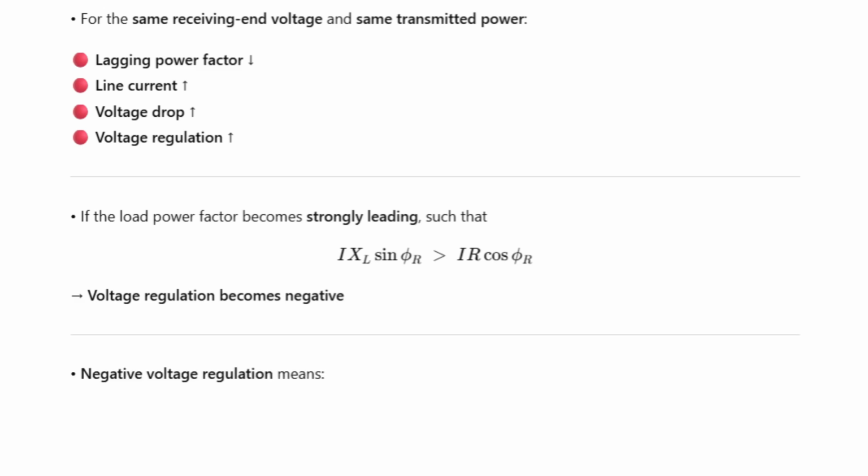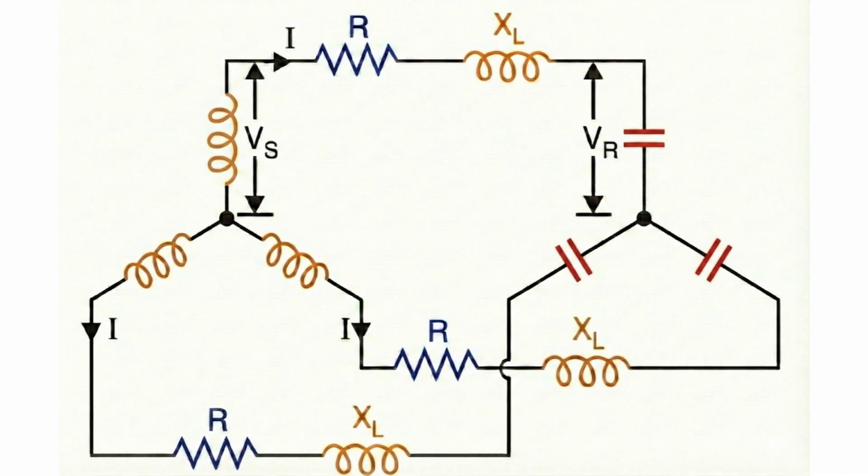Negative regulation means something very interesting. The receiving end voltage actually becomes higher than the sending end voltage. Have you ever wondered why capacitive loads sometimes increase voltage instead of dropping it? This is the reason. Which type of load do you think is more dangerous for insulation, lagging or leading? Comment your opinion.